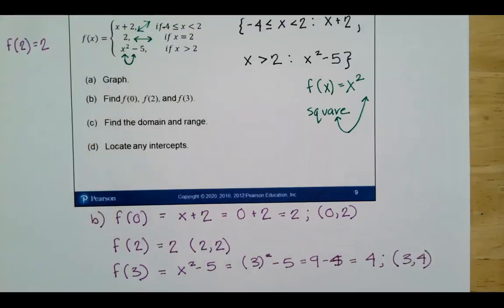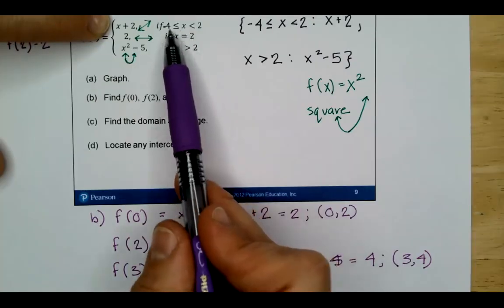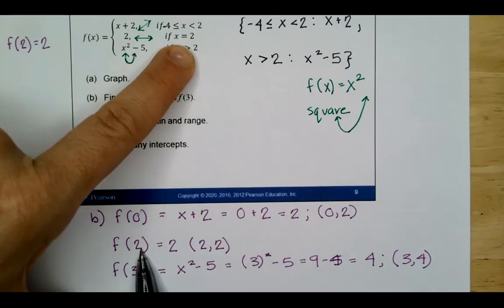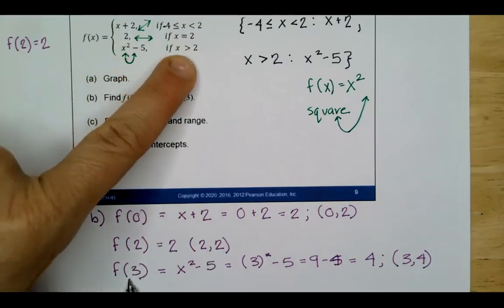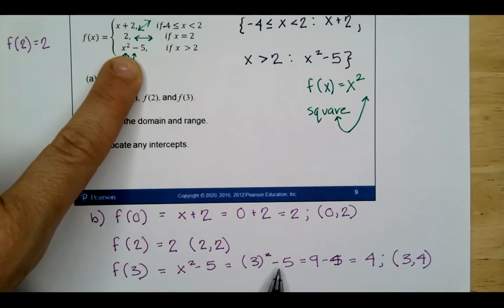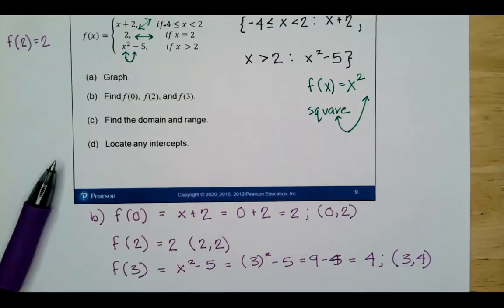Good. So that would be how to figure it out algebraically. F of 0, we're going to use this graph because 0, x is 0 between -4 and 2. F of 2, we're going to use for x equals 2, and it gives us the answer that it's 2. And then f of 3, 3 is greater than 2, so we're going to use the equation x squared minus 5. When I put 3 in for x, 3 squared minus 5 is 9 minus 5, which is 4. So on our graph, we should be able to find the points 0, 2, 2, 2, and 3, 4. Let's look in Desmos.